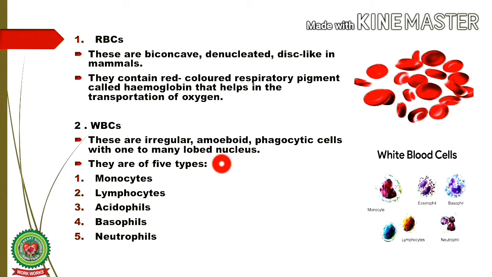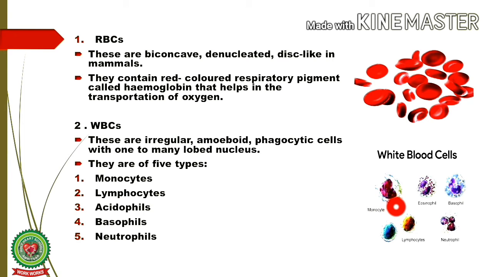If we talk about monocytes, these are amoeboid cells having large kidney-shaped nucleus. They are produced in the bone marrow and they help in engulfing foreign particles as well as worn out tissues of the body.